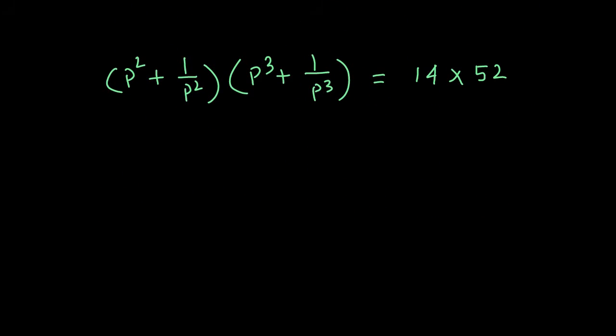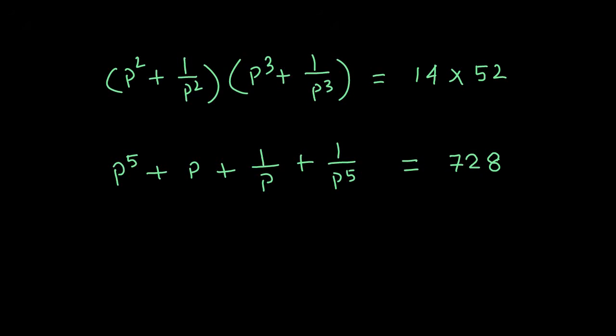From here, if we multiply, we have p to the power 5 plus p plus 1 by p plus 1 by p to the power 5 equals 14 times 52. 14 times 2 is 28. We have 2. And 5 times 14 is 70. And 2 is 72. So 728.